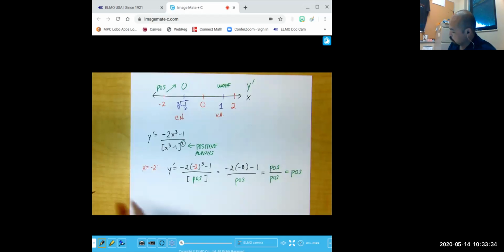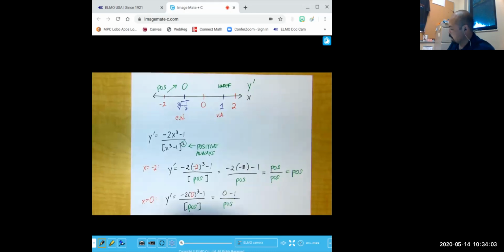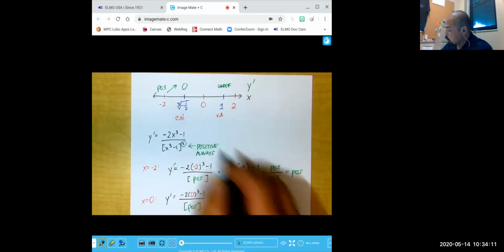Then at x equals 0, again, the denominator I know is always going to be positive, so I don't even bother computing that, but you can if you wish. Computing here, 0 cubed, still 0 times 0, that's just going to zero that term out, minus 1 over the positive. So this becomes negative over positive, which is, of course, negative.